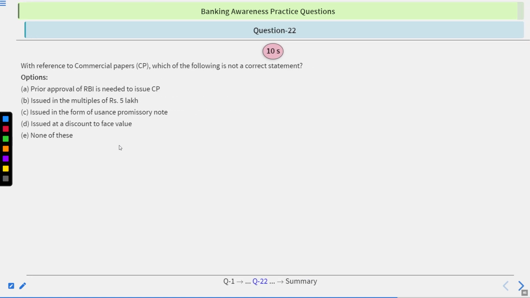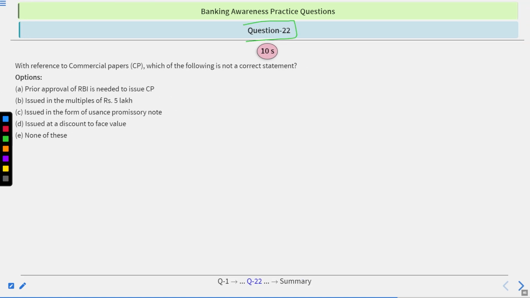Okay. Question number 22. With reference to commercial papers or CP, which of the following is not a correct statement? Prior approval of Reserve Bank of India needed to issue CP, issued in multiples of rupees 5 lakhs, issued in the form of a promissory note, issued at a discount to face value, and none of these. To answer this, you have 10 seconds and time starts now.